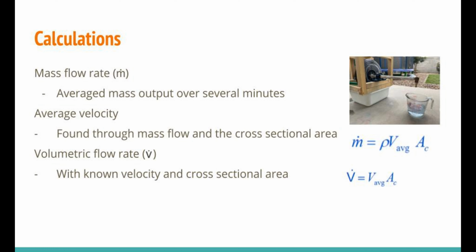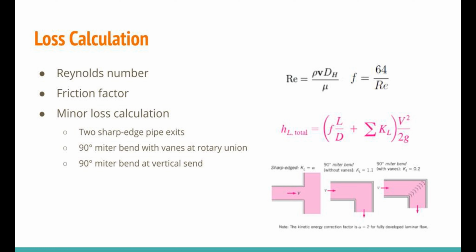And then to round out the calculations, we needed to calculate our loss. With the loss, we started off by finding the Reynolds number. The Reynolds number we calculated as 679.5. Because of this, we were able to determine that the flow was laminar, and we were able to use a standard friction equation without going into Churchill's or anything fun like that. So with our friction factor, we found a friction factor of 0.09411. Then we moved on to calculate our minor losses.